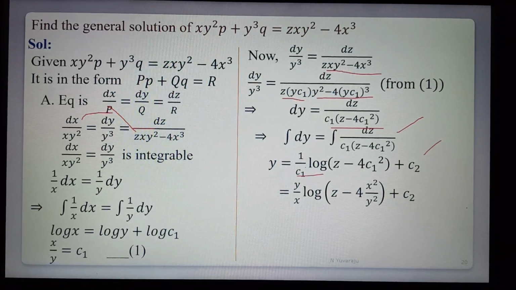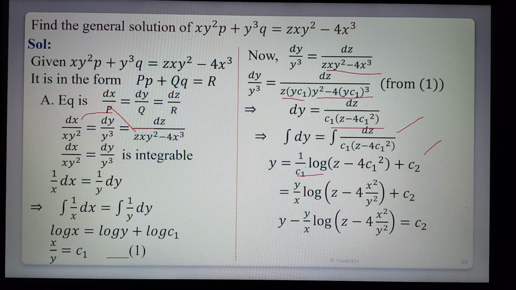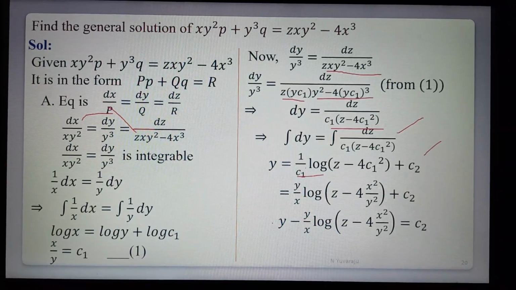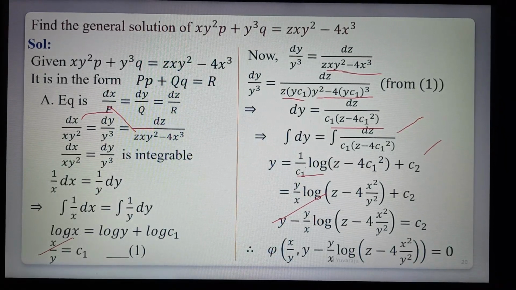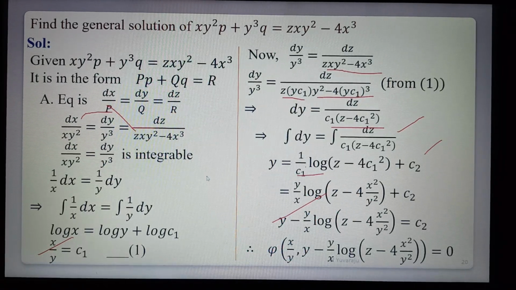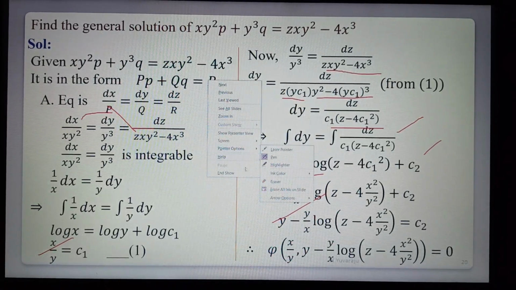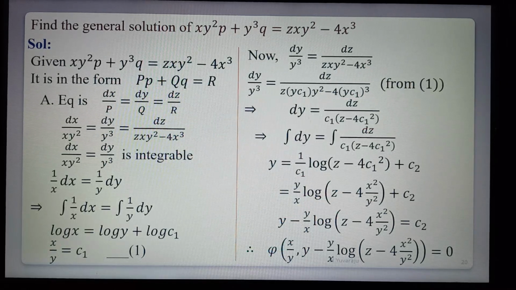So this is the second solution: y minus y by x log of z minus 4x square by y square is equal to c2. This is the second solution, and this is the first solution. Therefore the complete general solution phi of u comma v is equal to 0, that is phi of x by y comma y minus y by x log of z minus 4x square by y square is equal to 0. So this is the complete general solution of the given equation. This is case 2 of method of grouping.